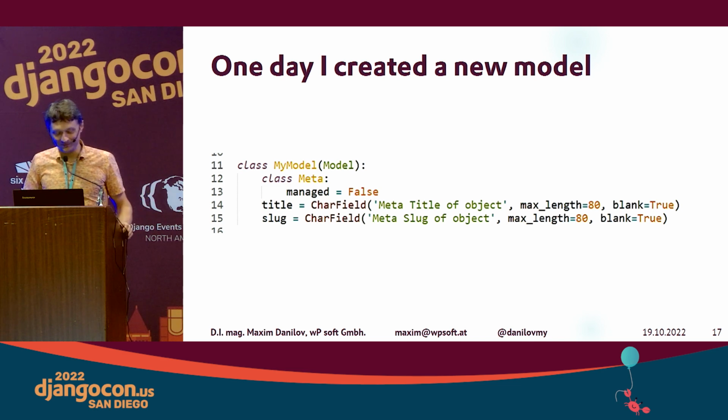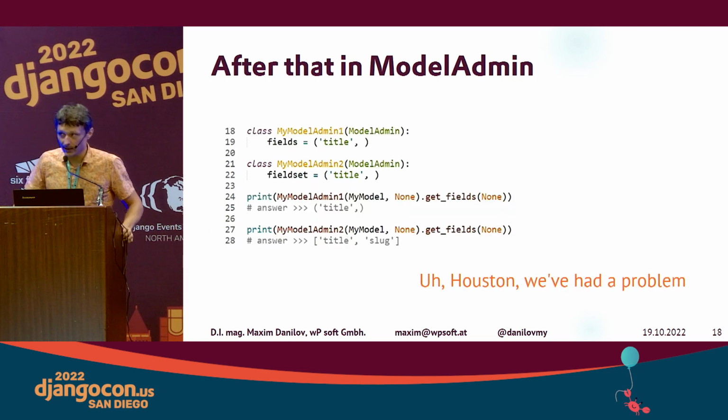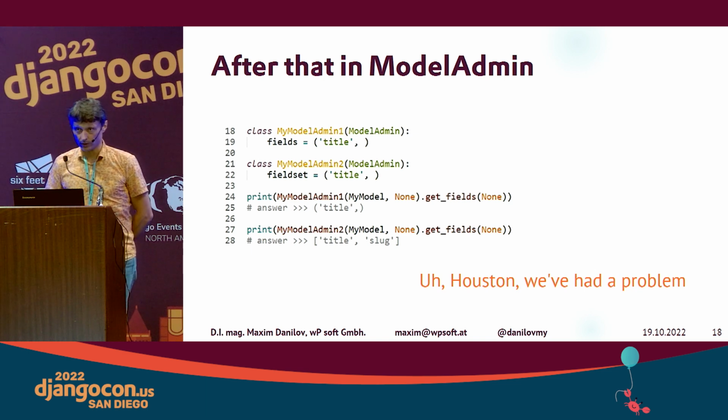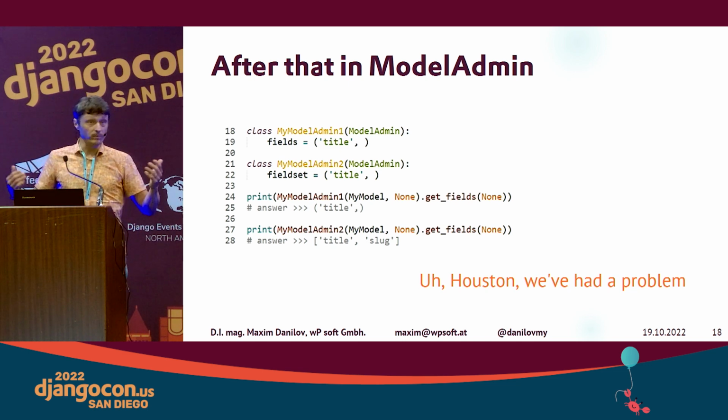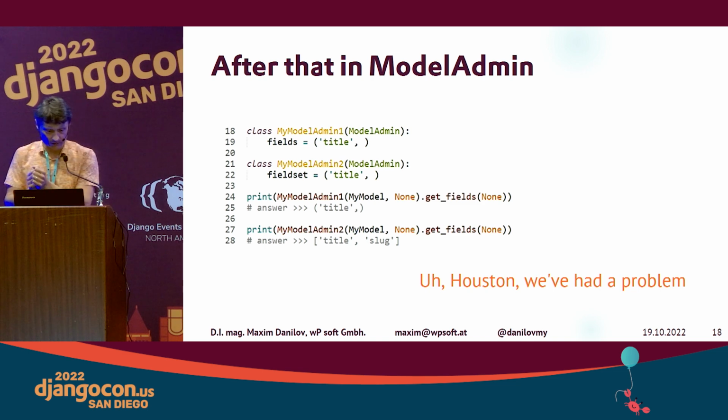Okay, and one day after the big tasting, more than 20 bottles, I create a new model. And in this model I create only 2 fields, title and slug, it doesn't matter. After that, I create 2 model admins. In the first model admin, I declare fields for the admin form with the fields attribute. In the second model admin, I declare fields for the admin form with fieldsets. After that, I want to check how many fields are in my admin form.